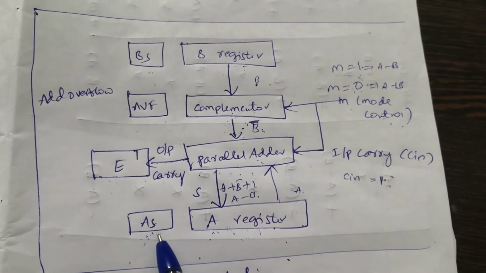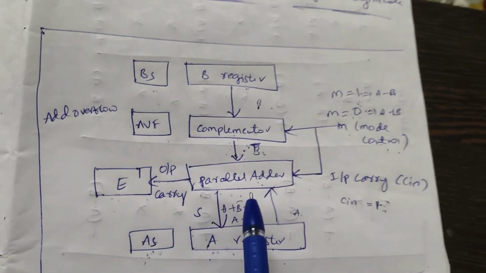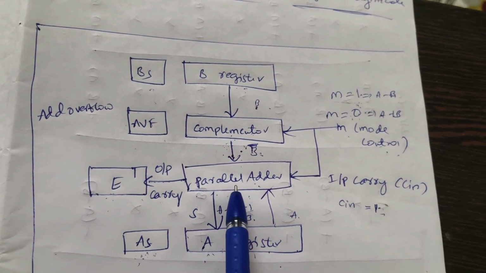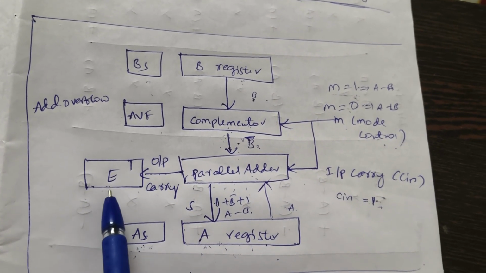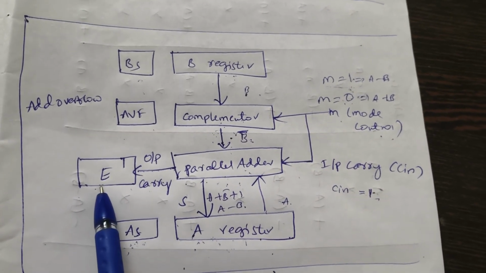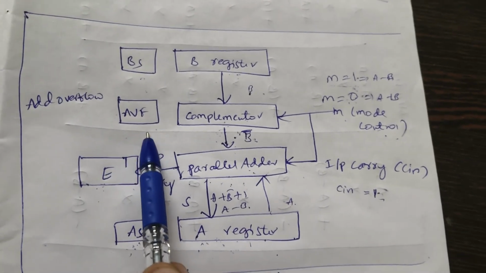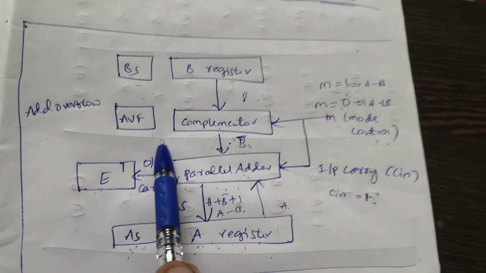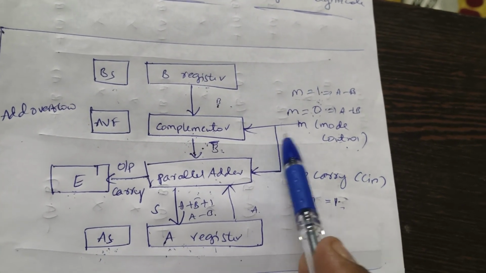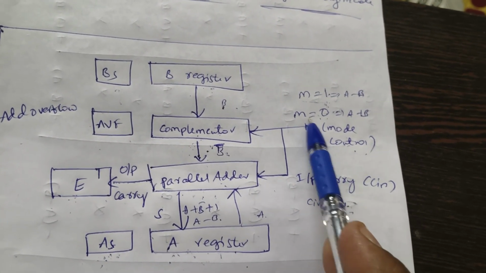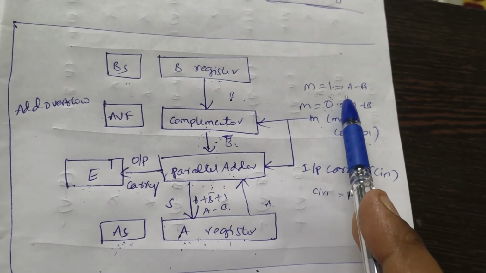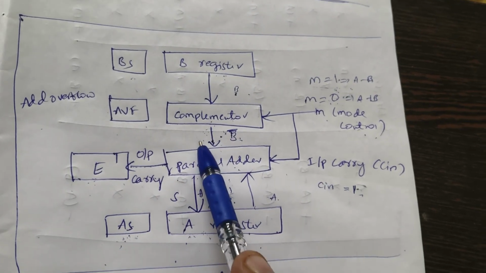So there is the a register sign, b register sign, and the parallel adder. Whenever you are performing addition or subtraction operations, if you are getting any carry, so in case of addition only we'll get the carry, that is stored in an extended flip-flop. Any overflow condition is stored in an add overflow bit. So here the complementer is connected with the mode control bit. In this mode control bit, if m is equal to 0, it simply performs the addition operation. If m is equal to 1, it simply performs the subtraction operation.